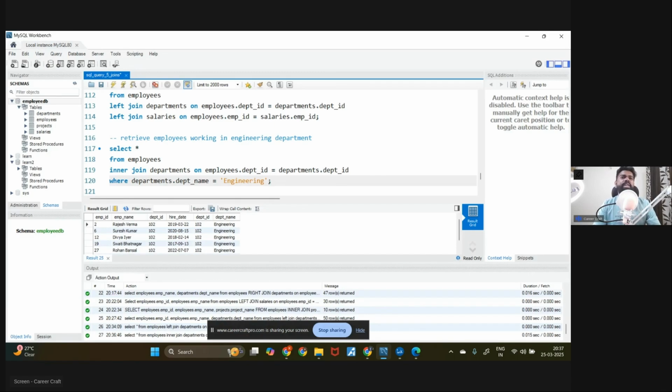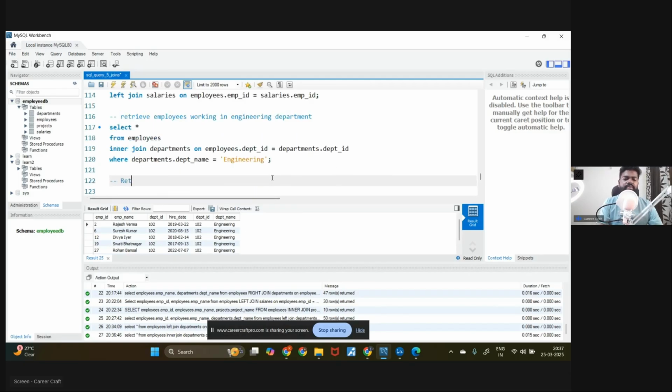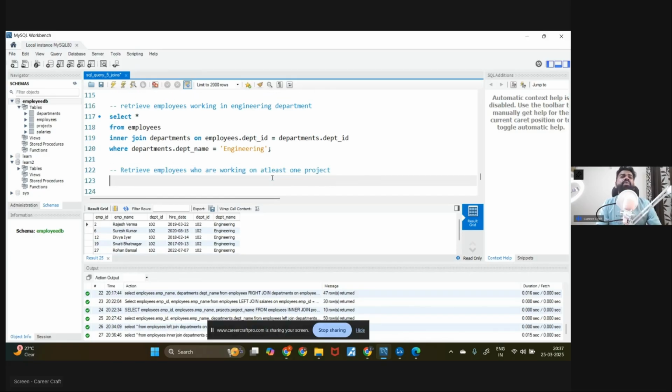This is going to be very interesting, and you have to use your brain. Retrieve employees who are working on at least one project. This is the question. If you guys answer this, this is going to be fun.